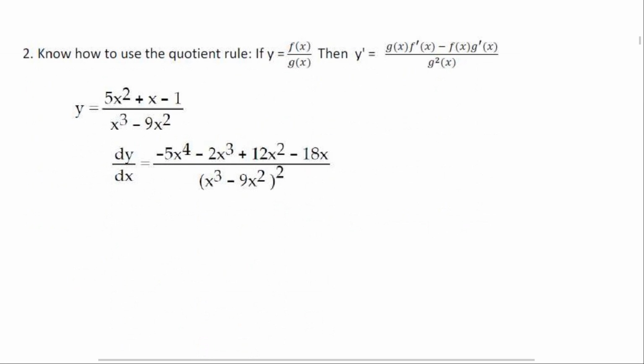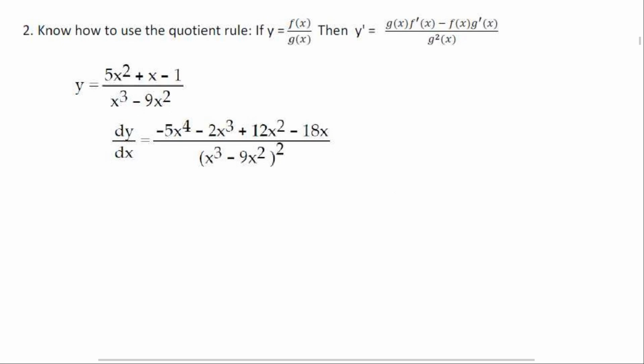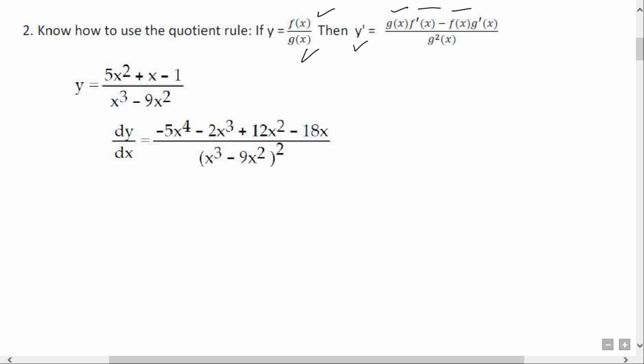Now another problem that we have to do is to use the quotient rule. As you know, if you have a quotient f of x over g of x, then the first derivative is equal to the bottom times the derivative of the top, minus the top times the derivative of the bottom, divided by the bottom, or the denominator, squared. So let's do this particular problem.